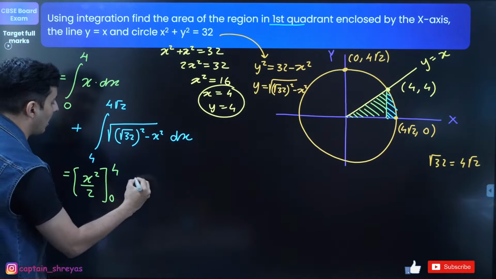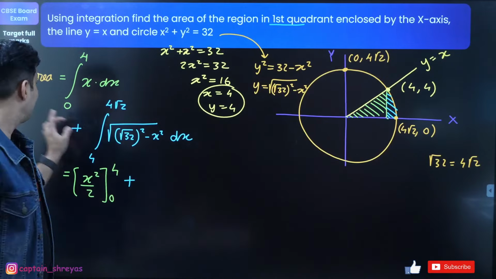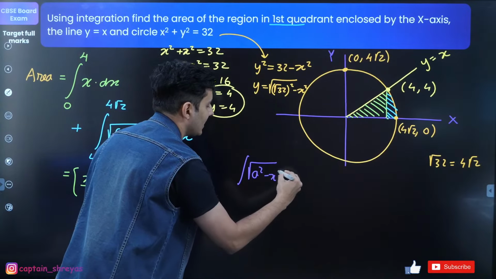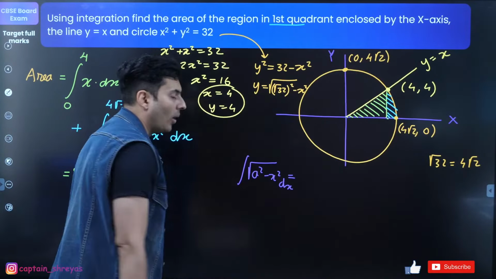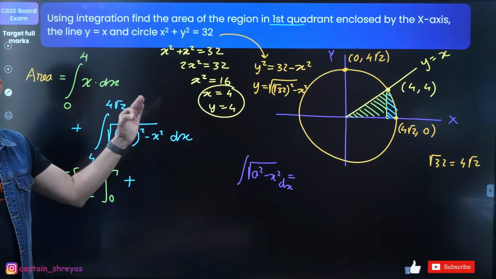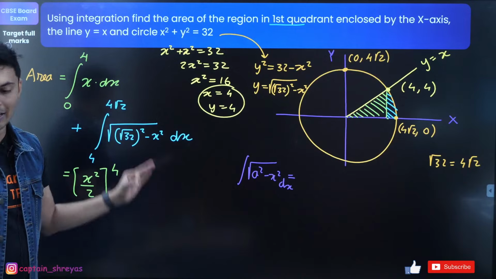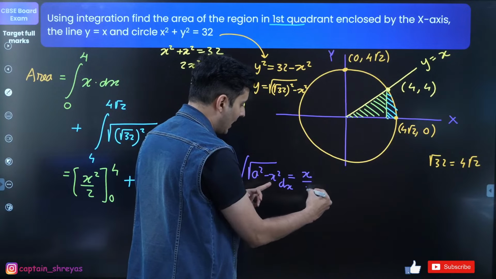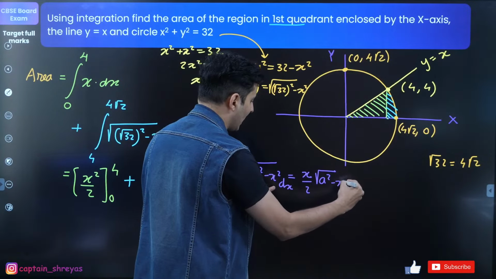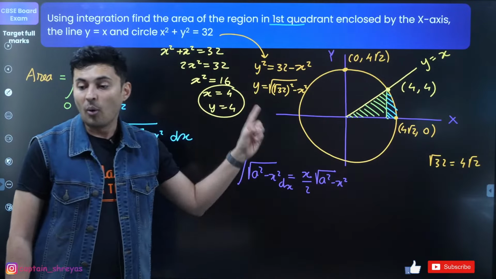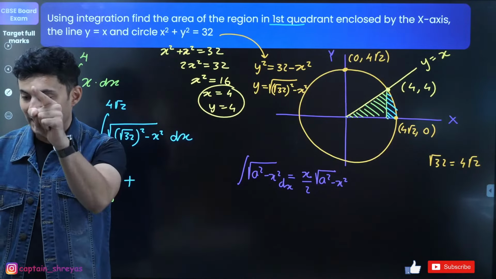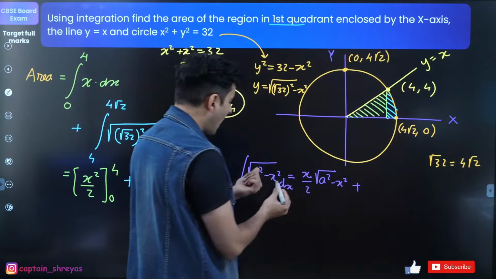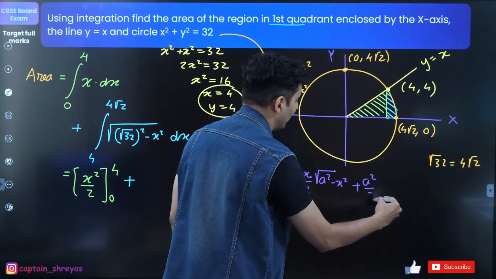But for the second part, what are you going to do? Use the formula. Which formula are you going to use? Integration of root of a square minus x square dx is what, guys? It is nothing but x divided by 2 times root of a square minus x square. Remember this. What else is there? There is a plus or a minus sign. Plus, yes, there is a plus sign, and you have a square divided by 2.